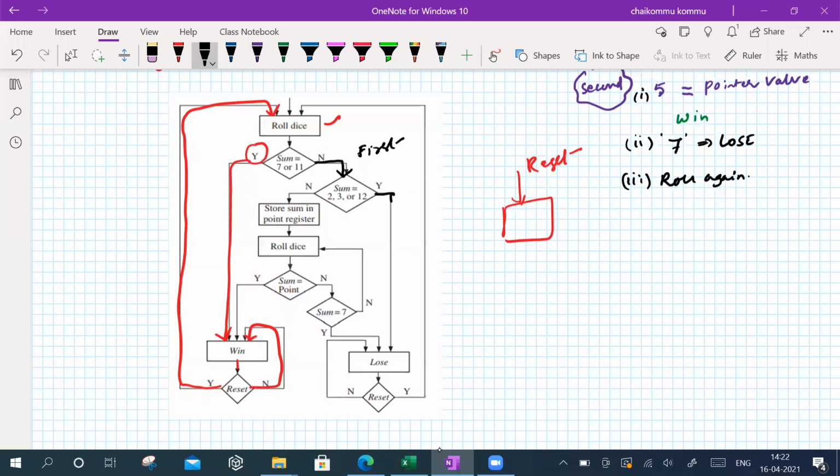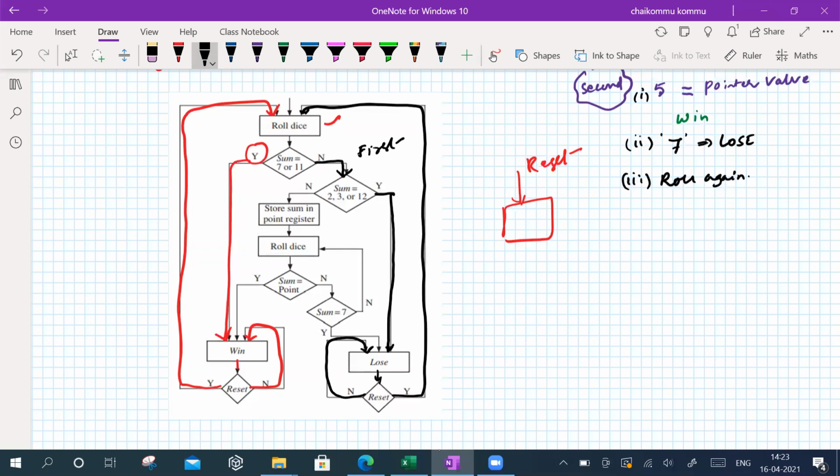What we have to do? We have to go to the lose game. So you will lose the game. Once again, if you press that button, you will go back to the initial position, or otherwise you have to be there in the same position. Is it clear?